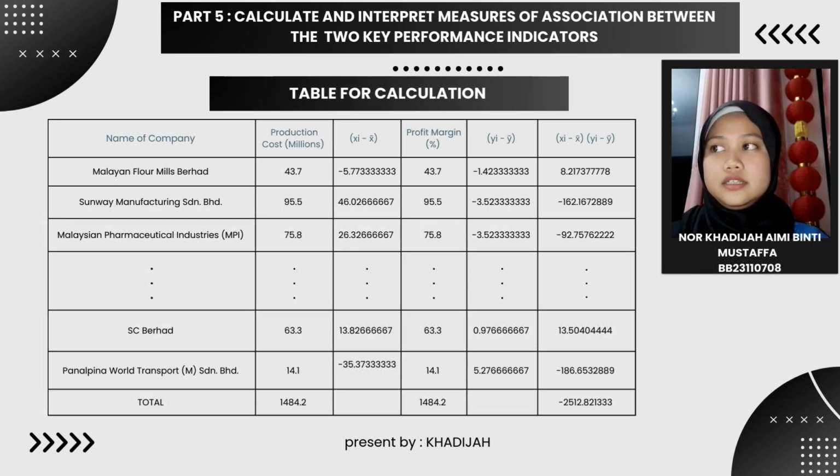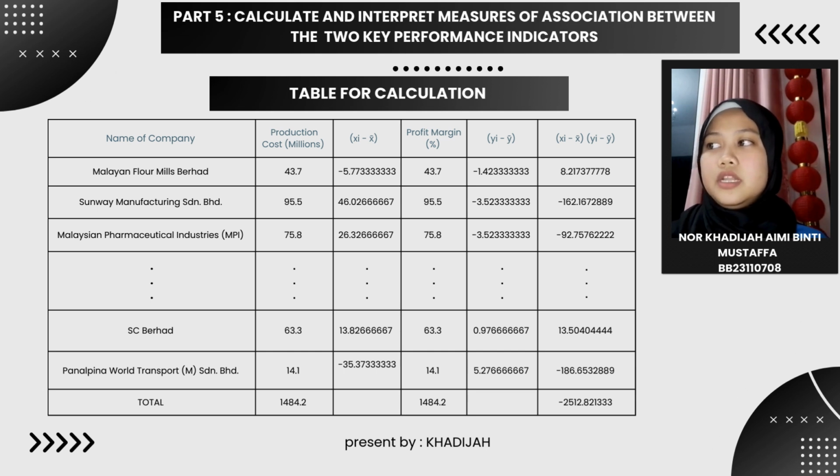So next, this is the example table that we prepare before we calculate the covariance. In this table we need to find the production cost minus the mean of the production cost, and likewise the profit margin minus the mean of the profit margin. After we get these two values, we need to multiply them, and we need to find the value one by one for each company.